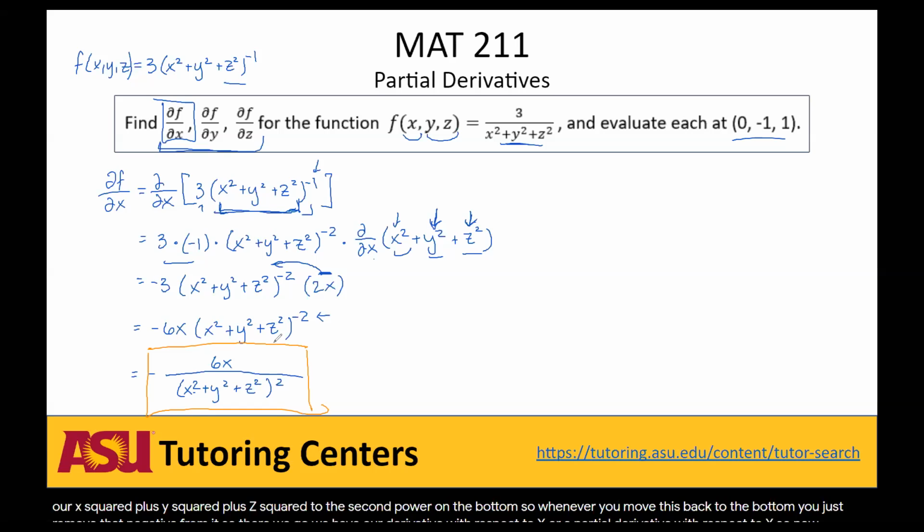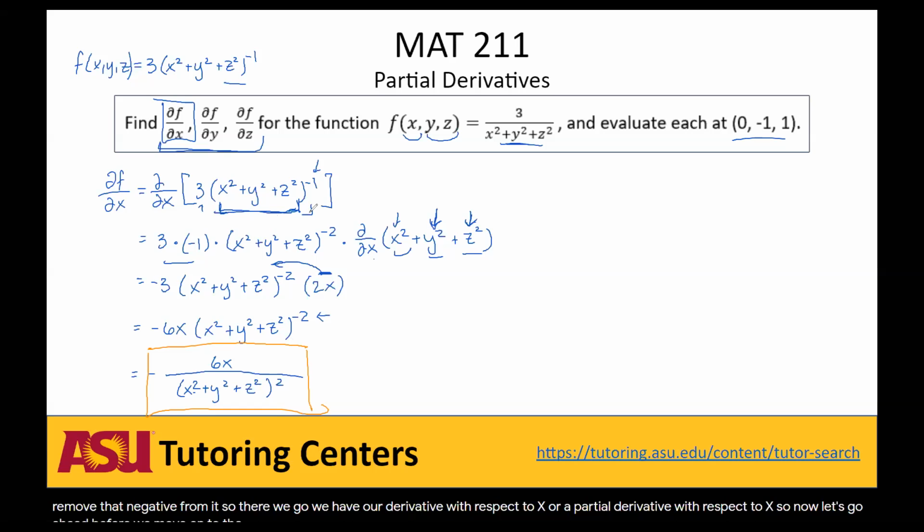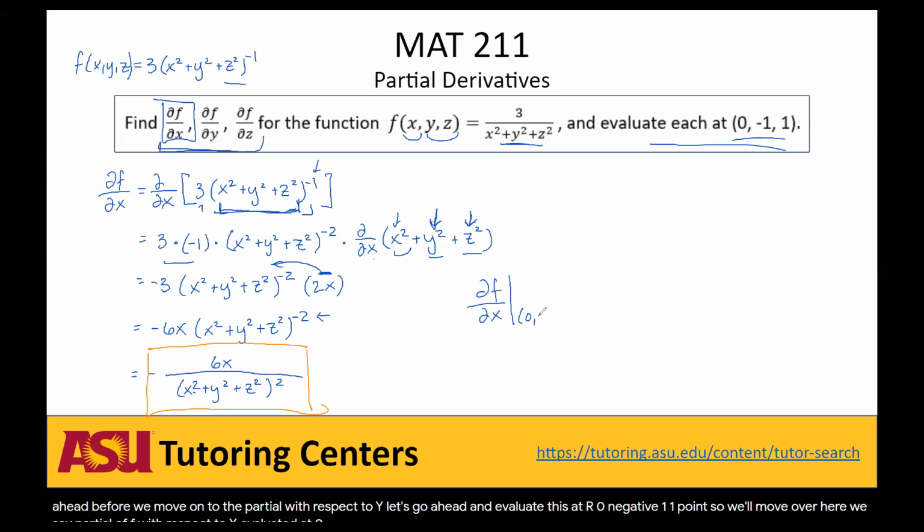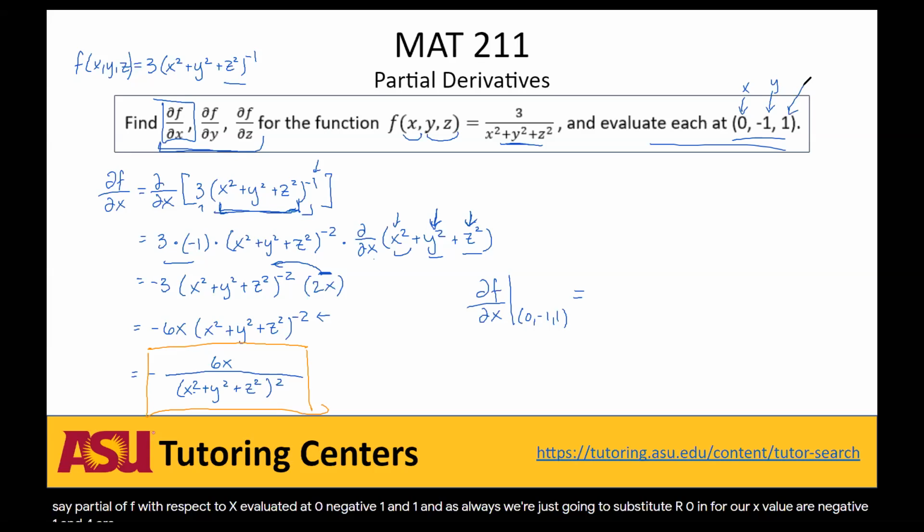So now, before we move on to the partial with respect to y, let's go ahead and evaluate this at our 0, -1, 1 point. So we'll move over here. We say partial of f with respect to x evaluated at 0, -1, and 1. And as always, we're just going to substitute our 0 in for our x value, our -1 in for our y value, and our 1 in for our z value.